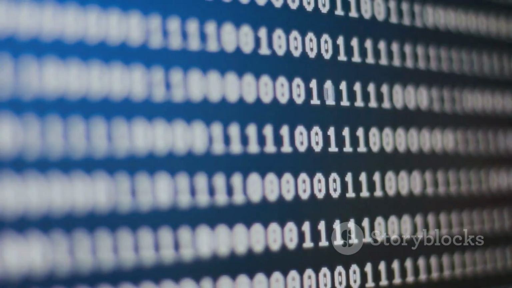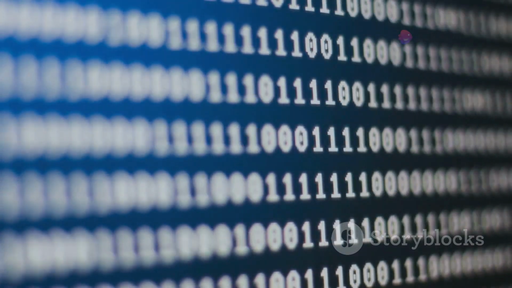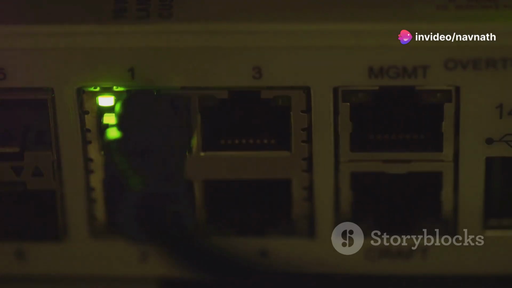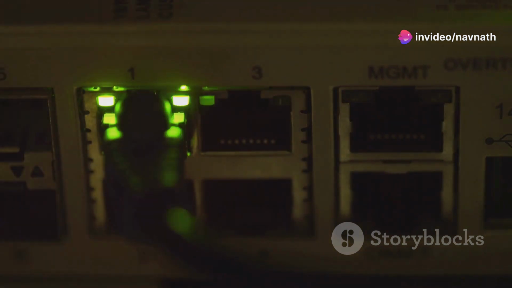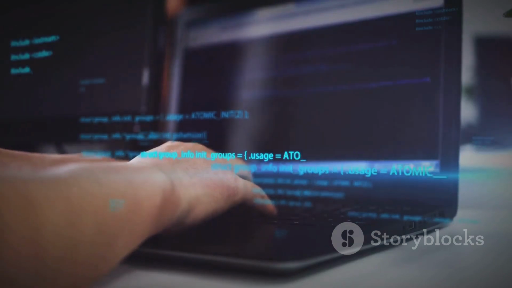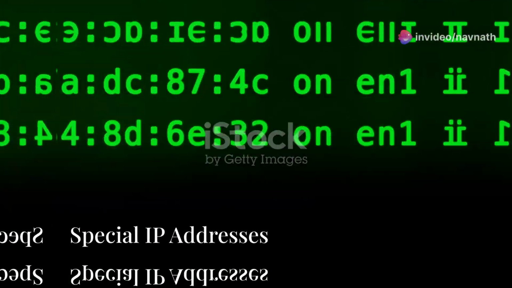Class C: 2 to the power of 21 equals 2,097,152 networks, and 2 to the power of 8 minus 2 equals 254 hosts. Class D: no network ID and host ID. All 28 remaining bits are used to define the multicast address. Class E: no network ID and host ID. It is meant for research and future purposes.